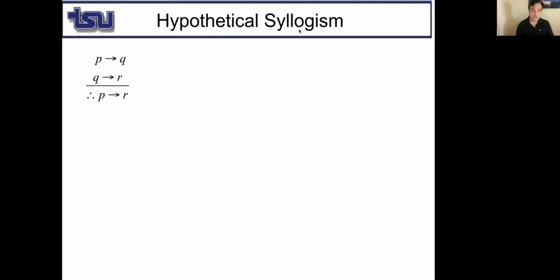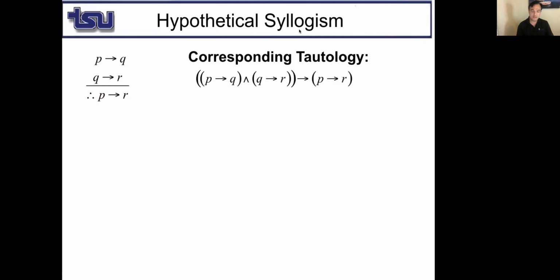Okay, hypothetical syllogism. This is very reasonable. If P implies Q, and if Q implies R, obviously P should imply R, right? This is the corresponding tautology. We will get the first compound proposition and the second compound proposition, and the connective that implies P implies R. If this is a tautology, that means that's the case. And you can show it. It may take a little bit of time, but let's show it.